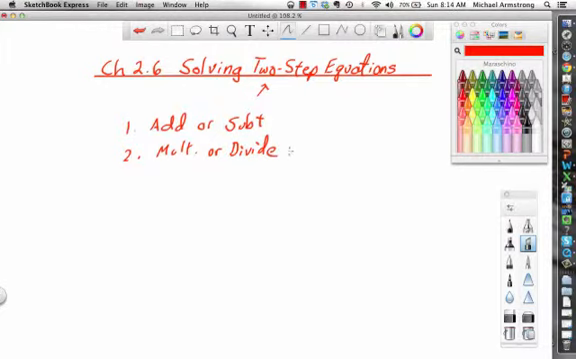And it's kind of like a puzzle. You have to pull the equation apart in the right order so that you can solve for that variable. We're trying to find out what x is or y is or something like that.